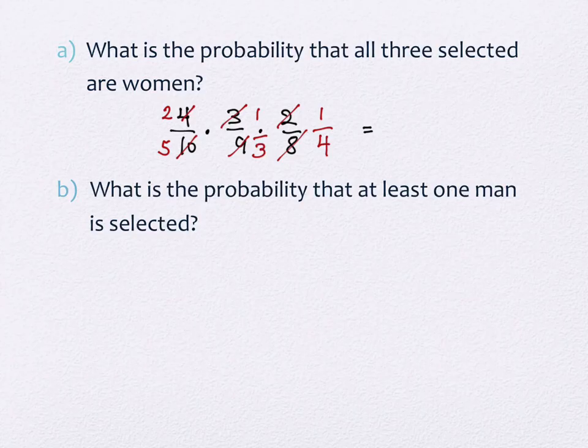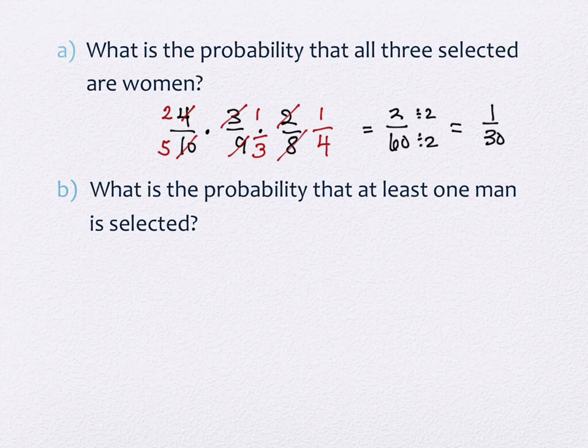2 times 1 times 1 is 2. On the bottom, 5 times 3 is 15. Do you know 15 times 4? It's 60. Good. All right, 2 60ths, and then we would be able to divide them both by 2, right? So I would get 1/30.